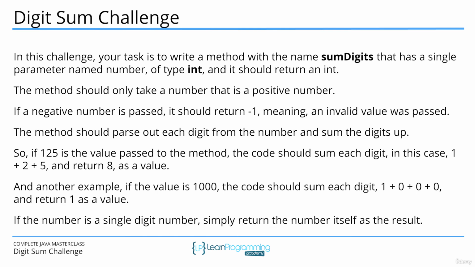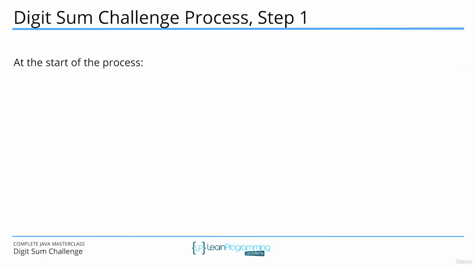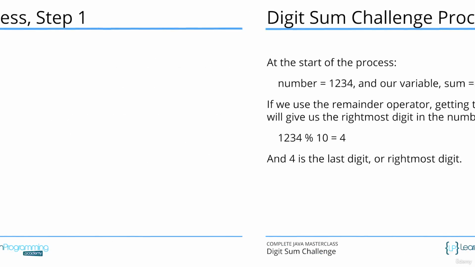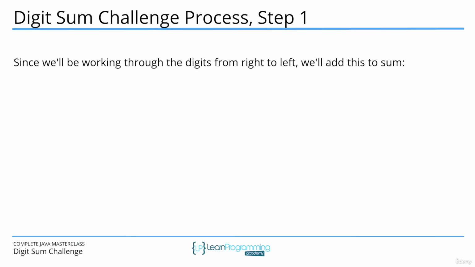Let's look at what this process is going to look like on paper, and then I'll go about coding it after. At the start of the process, number equals 1234, and our variable sum equals 0. If we use the remainder operator, getting the remainder of the number divided by 10, this will give us the rightmost digit in the number. 1234 modulo 10 equals 4, and 4 is the last digit, or rightmost digit. Since we'll be working through the digits from right to left, we'll add this to sum.